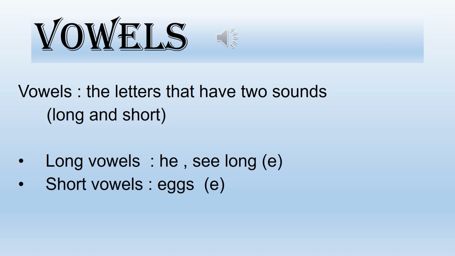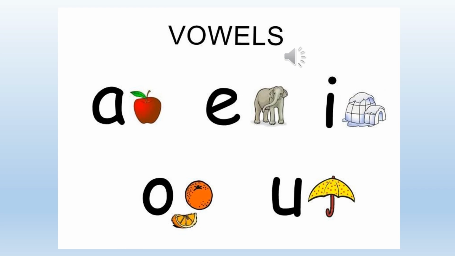Vowels mean the letters that have two sounds, long and short. Long vowels like he, see. It's long. Short vowels like eggs. After we know that the vowels have long and short sound, now we will be able to know what are the letters that have long and short sounds, and we will start with letter A.